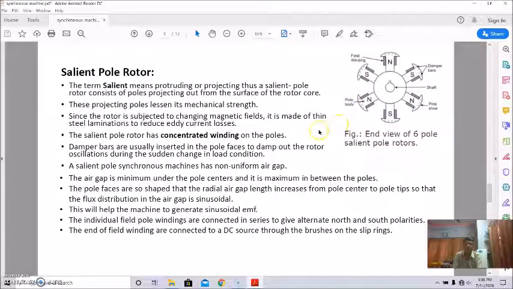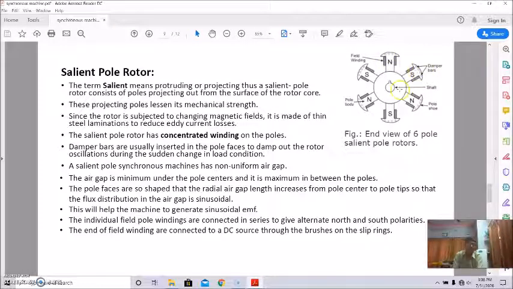Damper bars are usually inserted in the pole faces to damp out the rotor oscillation during sudden changes in the load conditions. So this is the pole face, where there are slots in which the damper bars are placed. These are the damper bars.